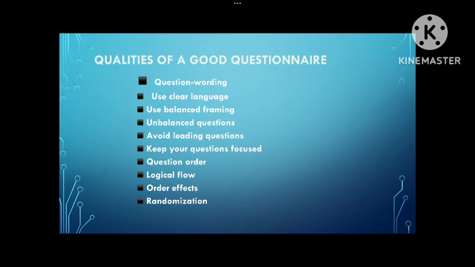Next one is randomization. Randomization involves presenting individual respondents with the same questionnaire but with a different question order. When the researcher uses randomization, order effects will be minimized in the researcher's data set. But a randomized order may make it harder for respondents to process the questionnaire.